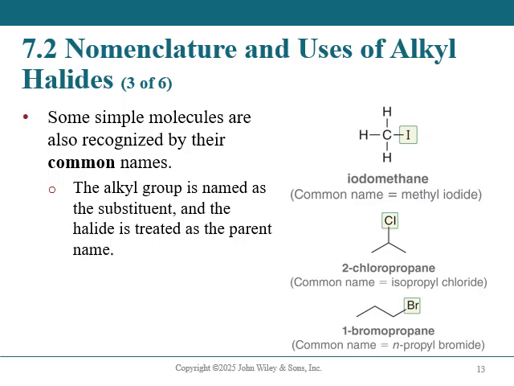Some simple molecules are also recognized by their common names. So for instance here, this is methane, only one carbon atom, so iodomethane. It can also be named as methyl iodide. This is actually a historical name. This is before IUPAC. And if you go to any stockroom and you find really old reagents, you are going to see some of them named this way instead of this way, for no specific reason, really. The alkyl group is named as the substituent, and the halide is treated as the parent name. 2-chloropropane will be isopropyl chloride, and 1-bromopropane will be n-propyl bromide.